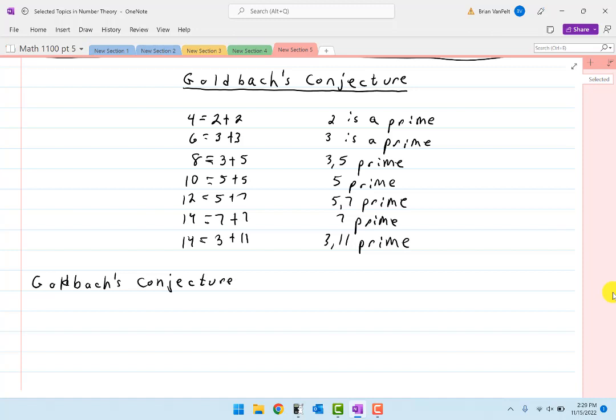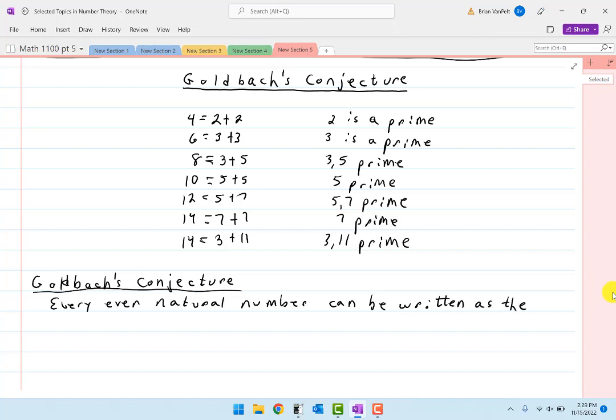And once again, I will reiterate, conjecture means that it has not been proven to be true. Every even natural number can be written as the sum of two primes.